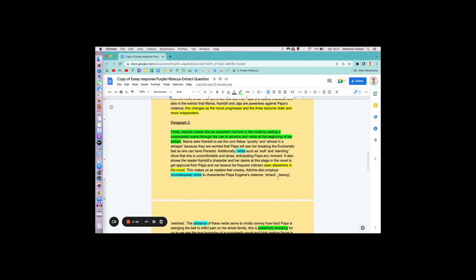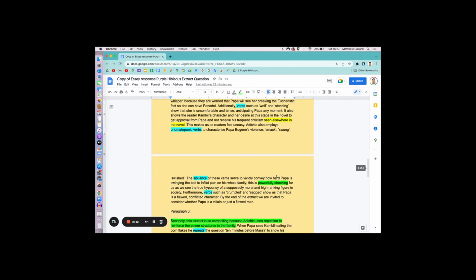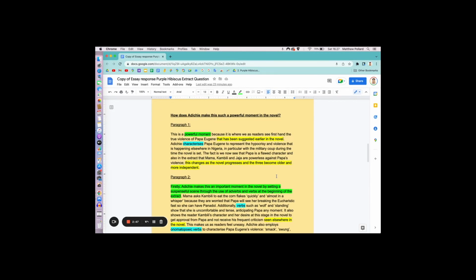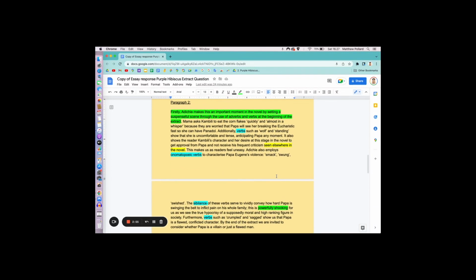Paragraphs 2, 3 and 4 are what we would call the body paragraphs. Here is where you get stuck into the close analysis of the techniques the novelist is using in the extract. So let's have a look at paragraph 2. Firstly, Adichie makes this an important moment in the novel by setting a suspenseful scene through the use of adverbs and verbs at the beginning of the extract.